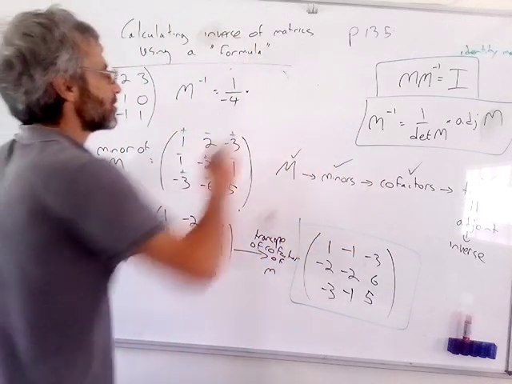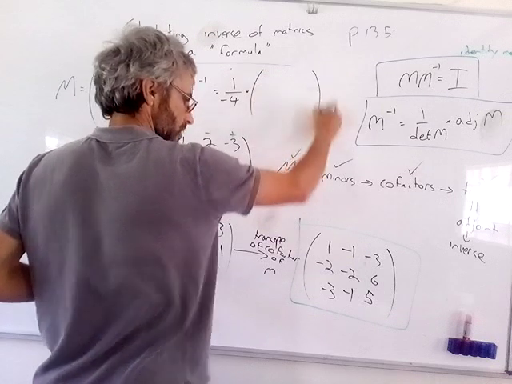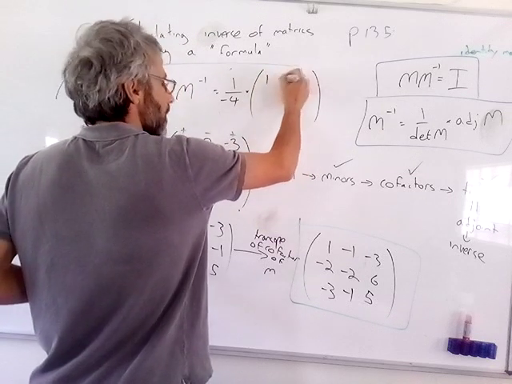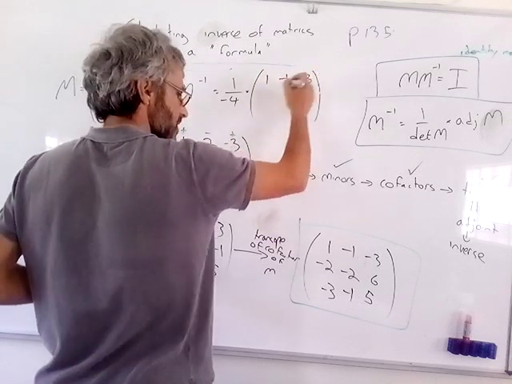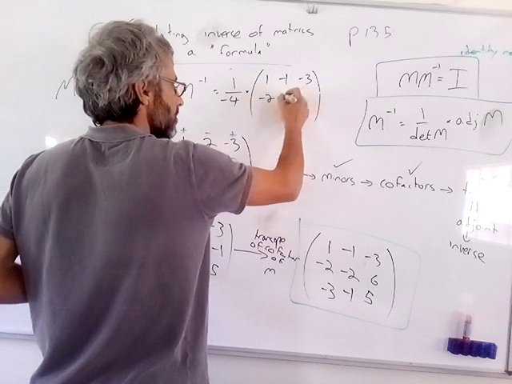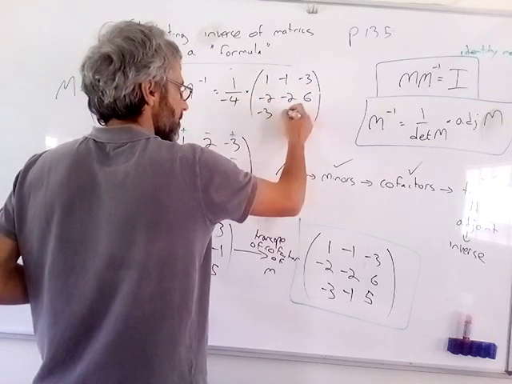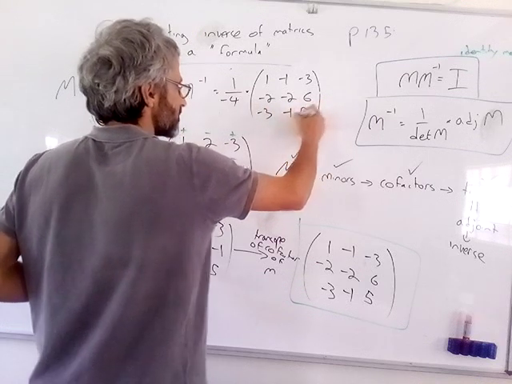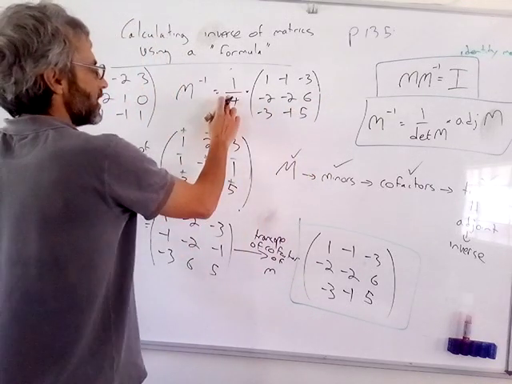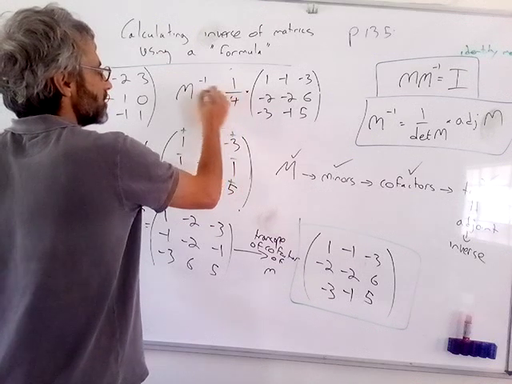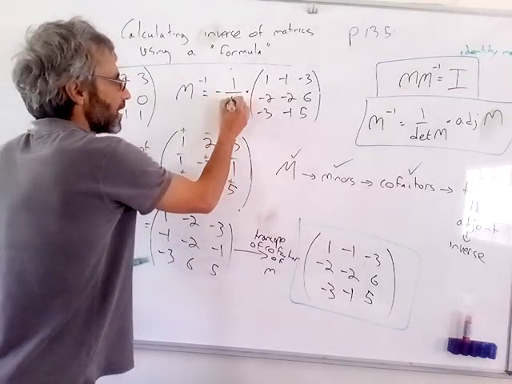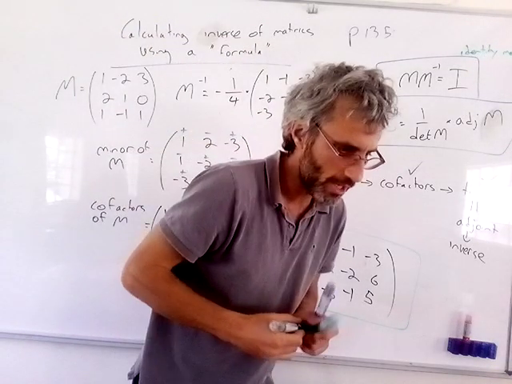Okay, so we're going to times it by 1, minus 1, minus 3, minus 2, minus 2, 6, minus 3, minus 1, and 5. Right? And if you don't mind, I'm just going to move that minus over to here. Okay? Now, at this point, really, we're done.